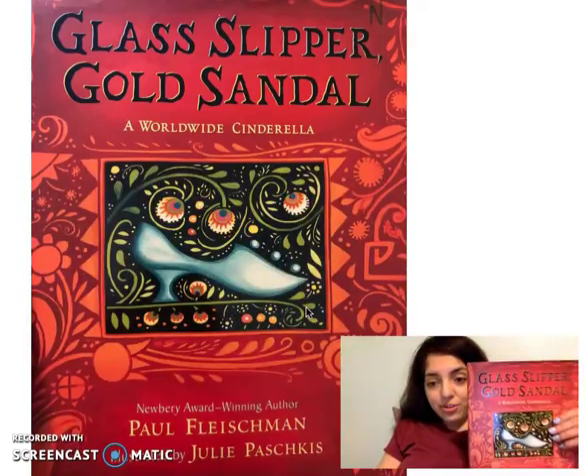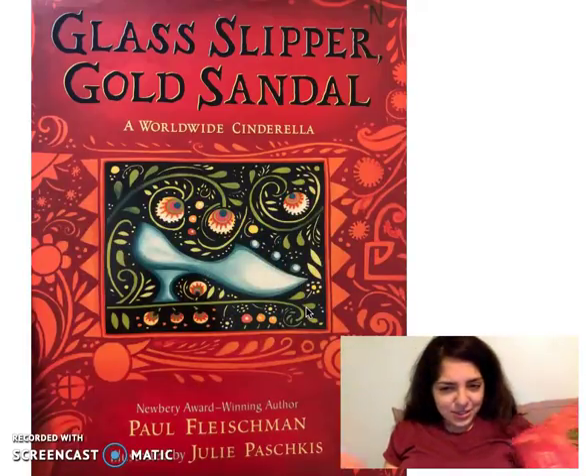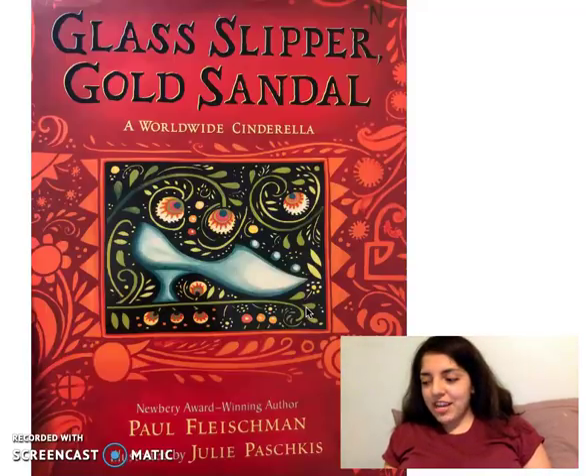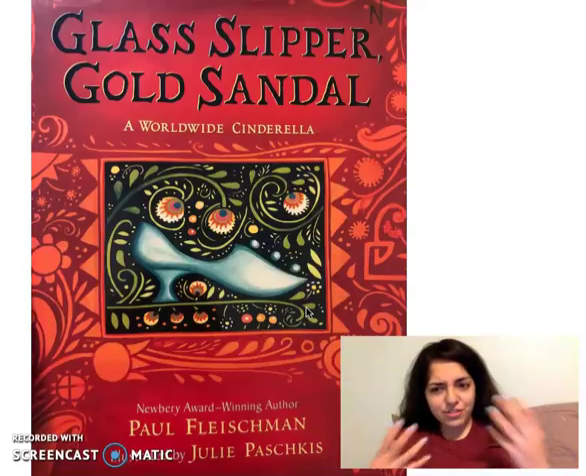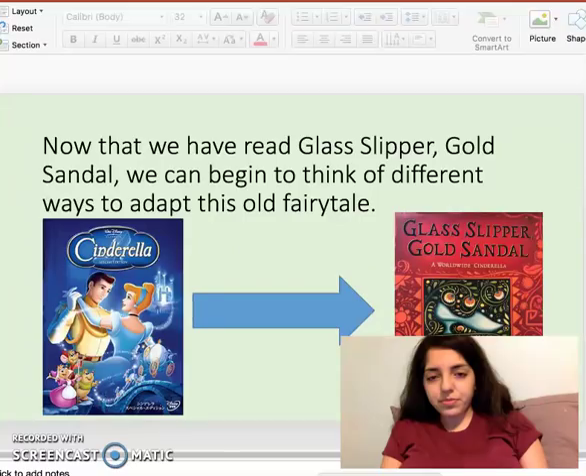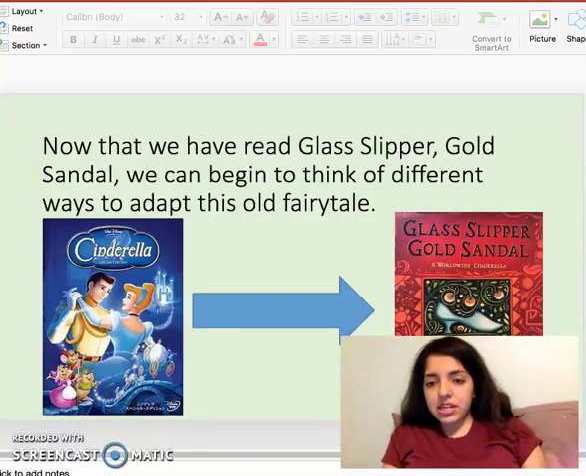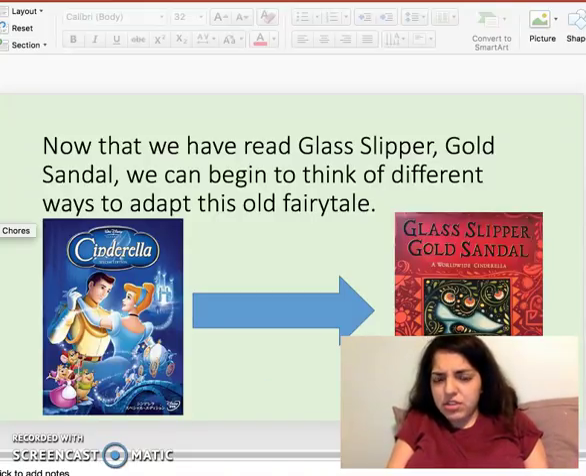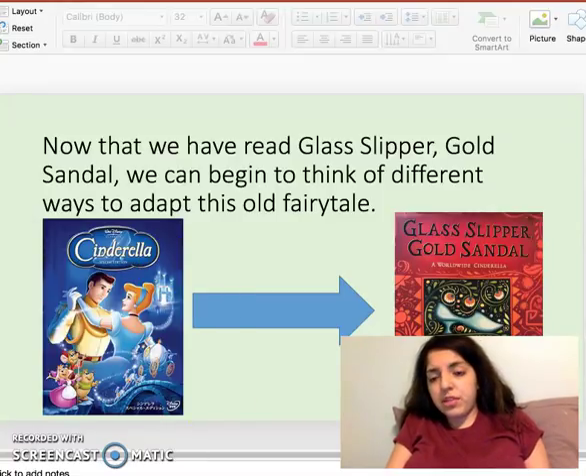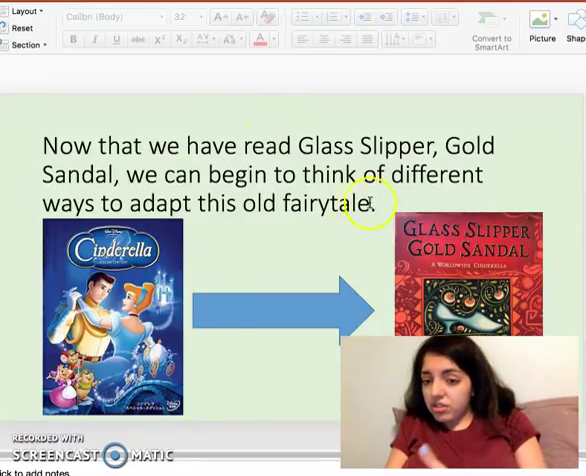Okay, so now that I've read this, it was a very interesting story. Now you can actually see how Cinderella is told in a lot of different ways in different parts of the world. But our main focus today is what will happen once we try to adapt our own fairy tales, make our own fairy tales. We know the traditional story of Cinderella, but we need to make our own, just like this author made their own.